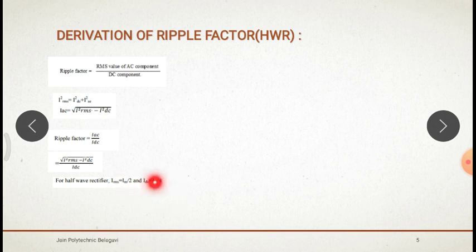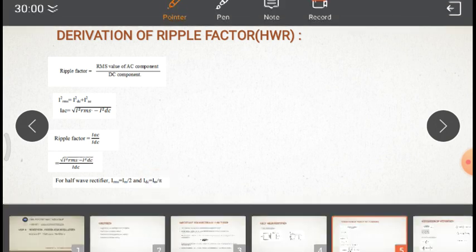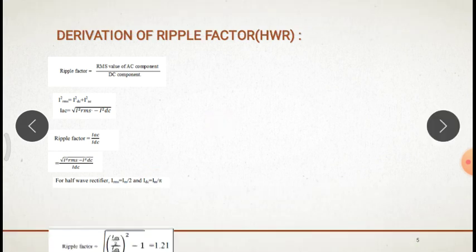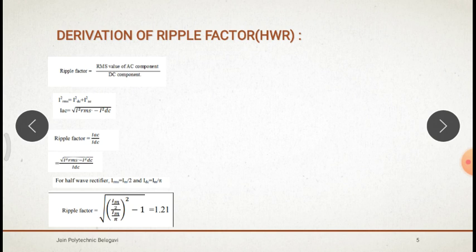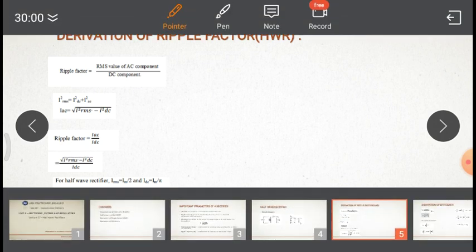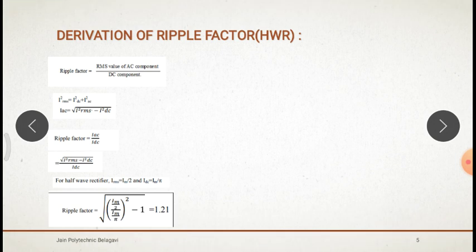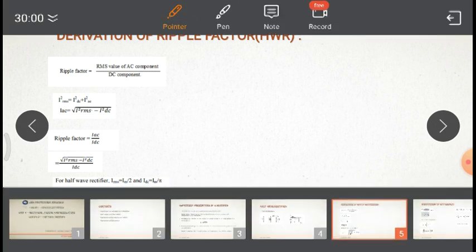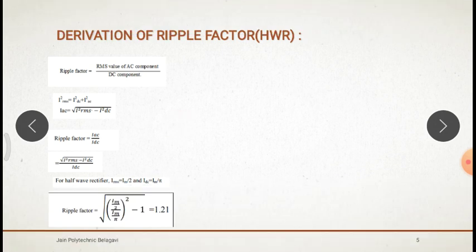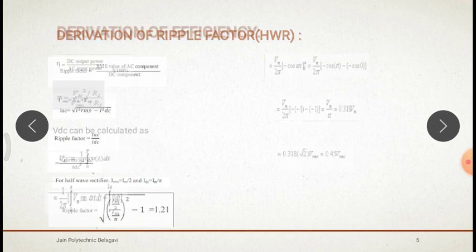You have to substitute this Im, I_RMS and I_DC in this equation. If you are substituting, then what will happen? I_RMS is Im by 2 whole square, I square DC is Im by pi whole square. Cancelling all those terms, you will be getting the ripple factor as 1.21. Always remember, the ripple factor of a half wave rectifier is 1.21.